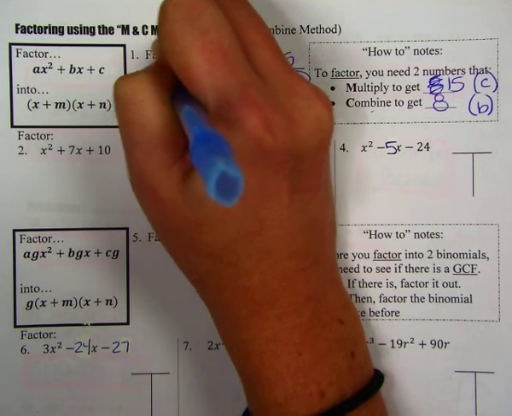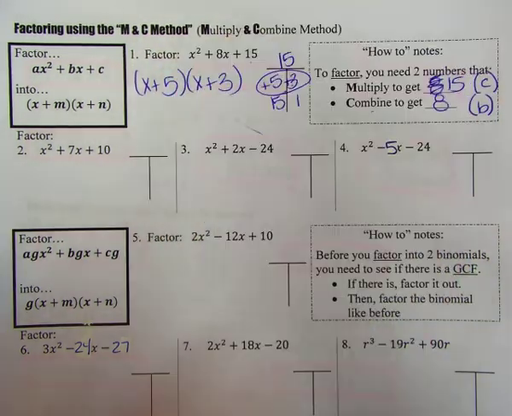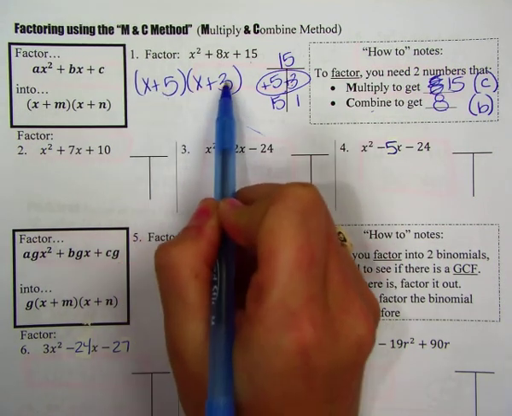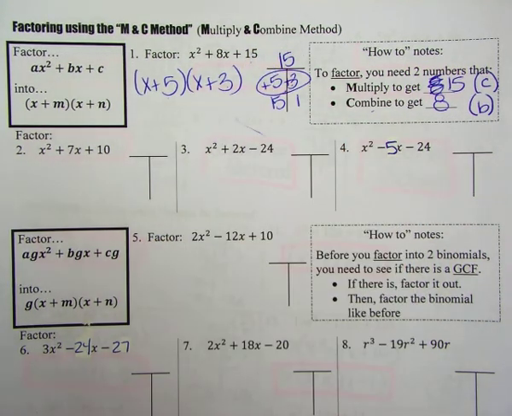So plus 5 plus 3. 5 plus 3 is 8. 5 times 3 is 15. And it works. Let's try number 2.